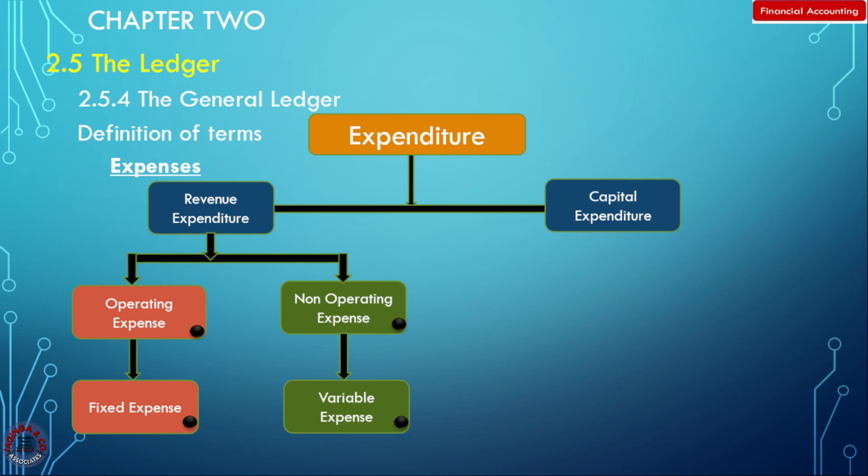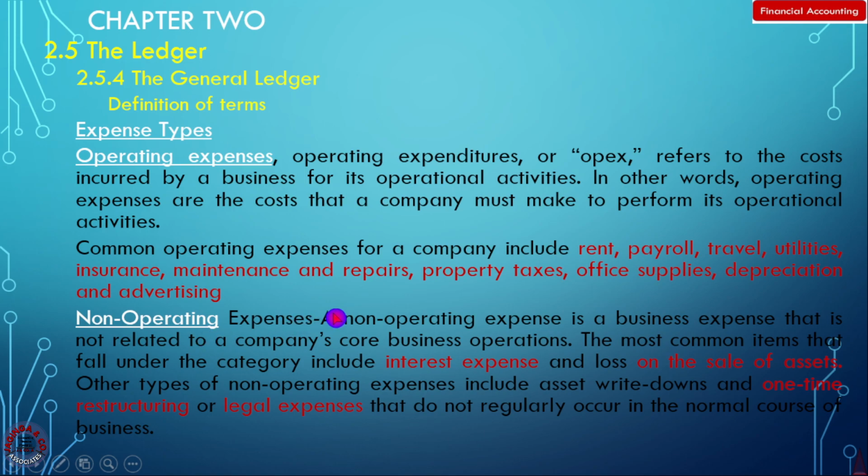Yeah, they are variable, yes, but even the operating expense, some are fixed. So when you talk about operating expense, what do we mean? Well, let's see what operating expense means. Here we are saying that operating expenses, or OPEX, refers to those costs incurred by a business for operational activities. When you are operating, those expenditures you are incurring as a result of your operations, we are calling them expenses.